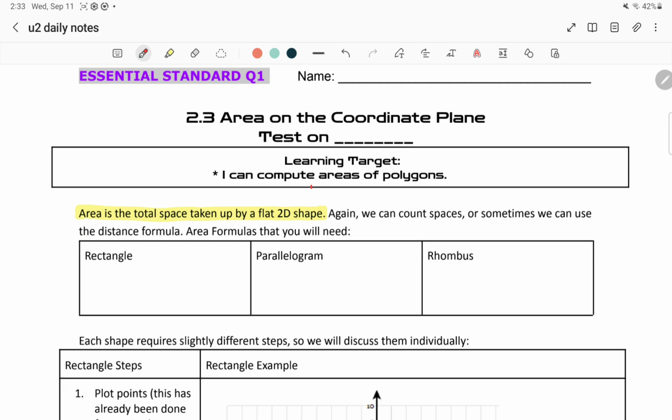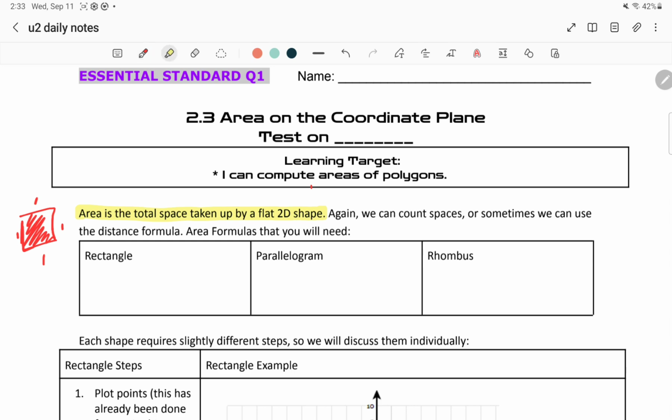So going back to last class, if we had, pick your favorite shape, perimeter was the outside, and we added up all the sides. Now area is how much space am I taking up on the inside.